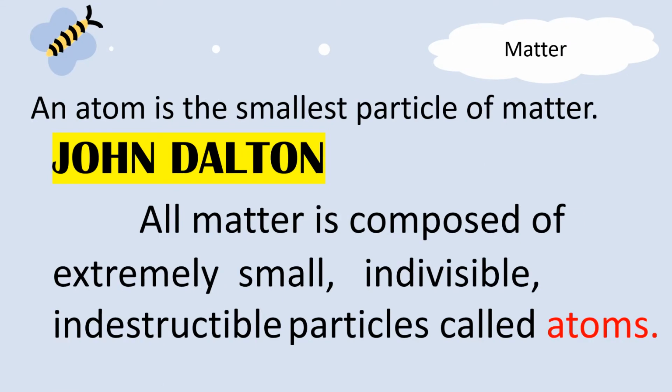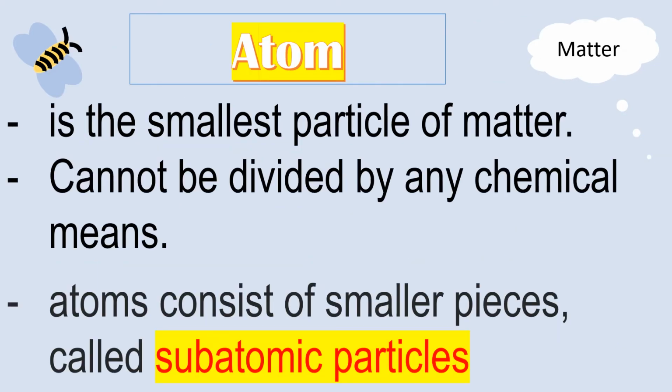An atom is the smallest particle of matter. This is according to John Dalton. John Dalton says that all matter is composed of extremely small, indivisible, indestructible particles called atoms. The atom is the smallest particle of matter that cannot be divided using chemical means.